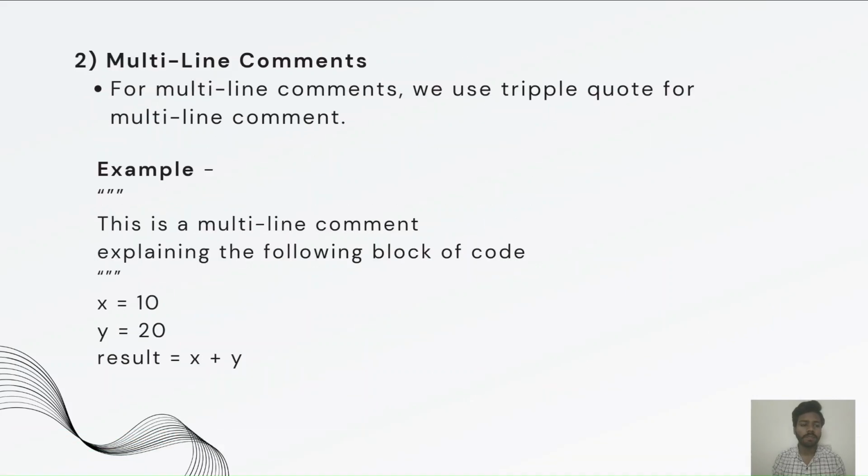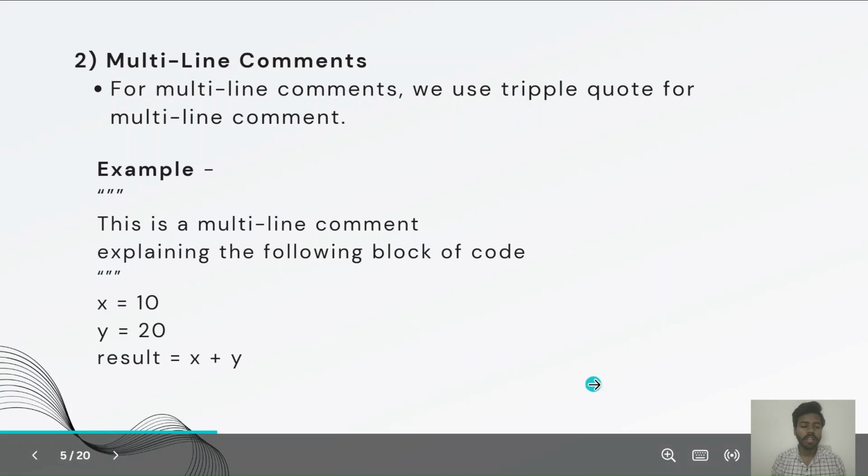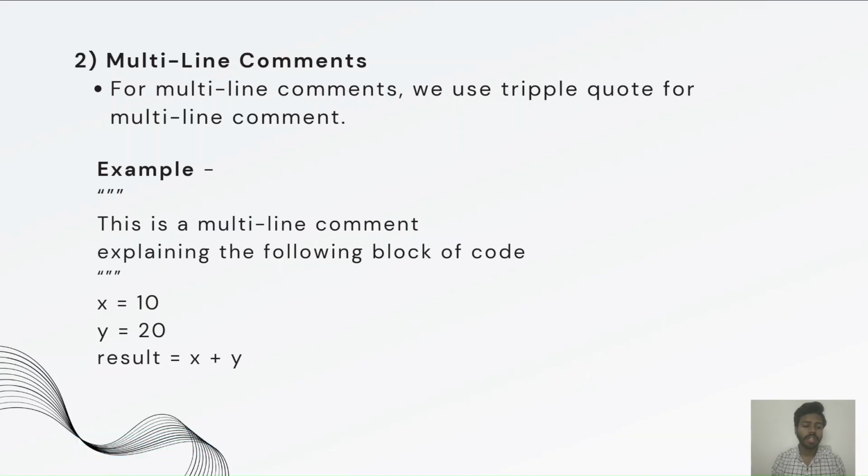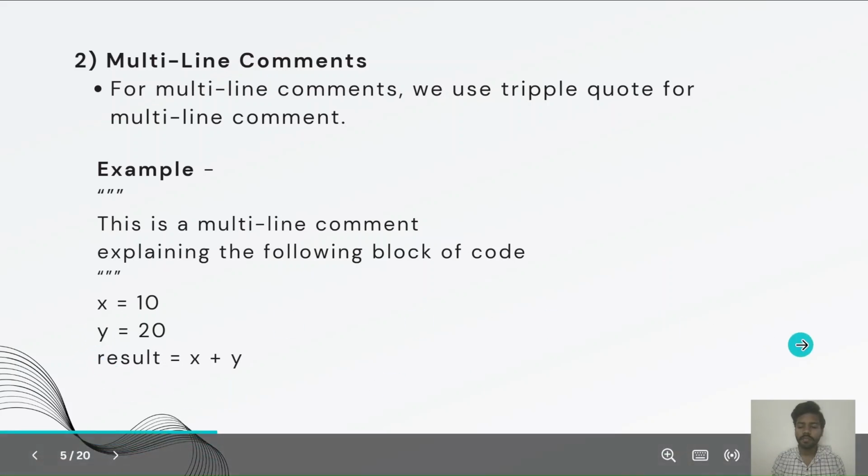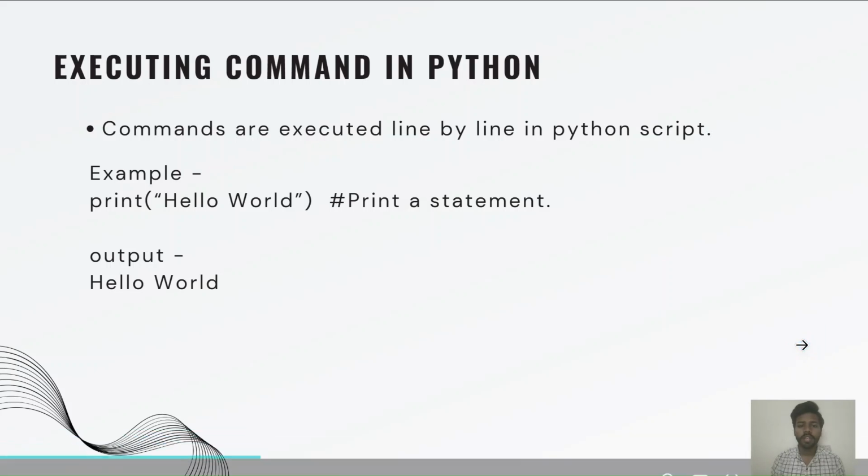Now second is multi-line comments. For multi-line comments, we use triple quote at the starting of the comment and at the end of the comment. As in the example you can see here, we use triple quote at the starting of these multiple comments and again we use triple quote at the end of the comment. So whenever we use multi-line comments in Python, we use triple quote to make that statement into a comment.